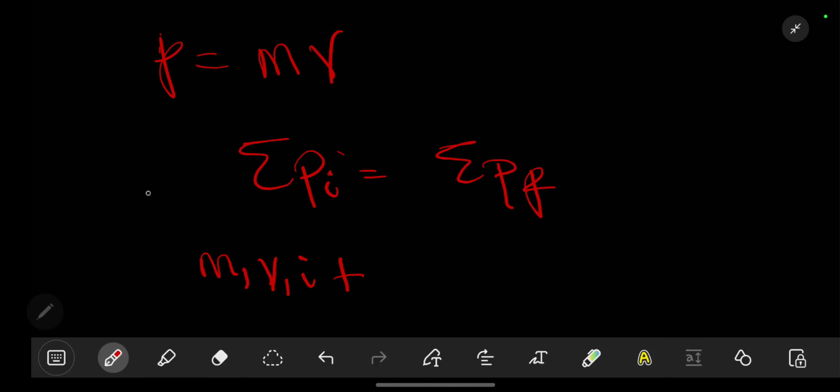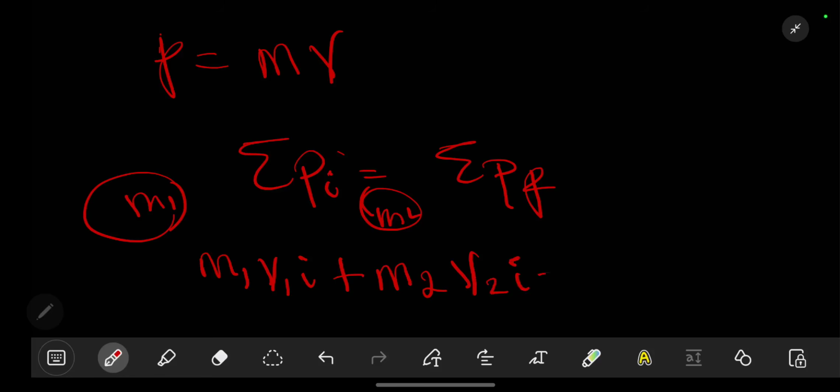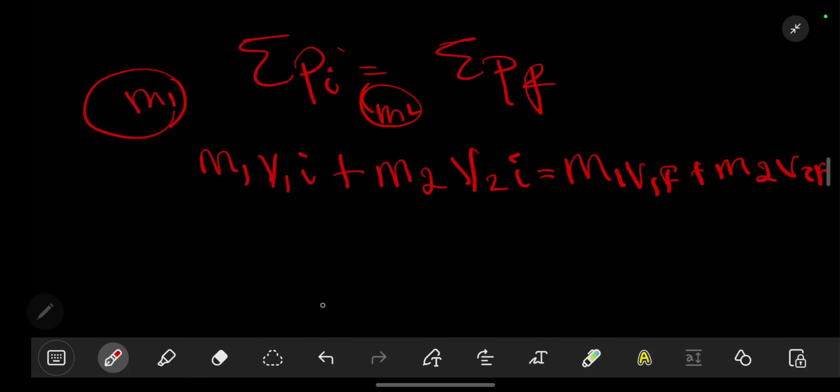this would be the momentum of mass number 1, then the momentum of mass number 2. If we have two masses like that, if we add their momentum, then their sum will be equal to the final, we can say M1 V1 final plus M2 V2 final, like that. So that is the conservation of momentum.